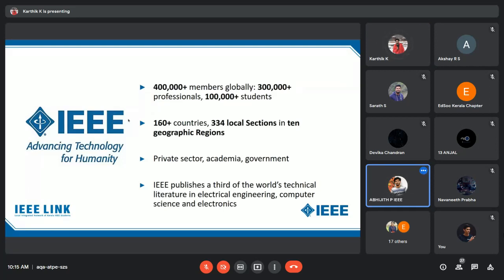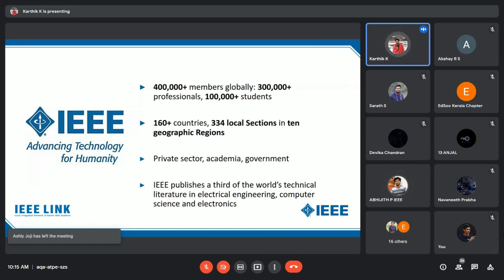People from every kind of sector are working in or volunteering in IEEE. We have people from the private sector, the academic sector, and also the government sector volunteering in IEEE. IEEE publishes a third of the world's largest technical literature in electrical engineering, computer science, and electronics. That is one of the prime aspects of IEEE.